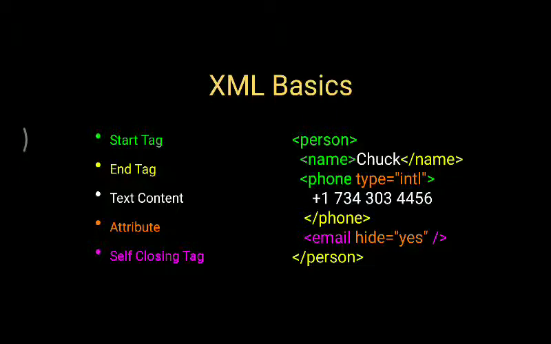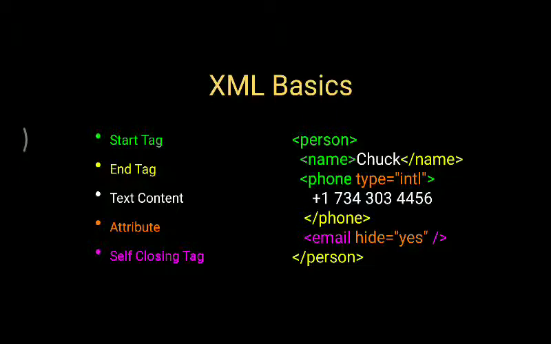And how is the attribute written? Attribute is written in the form of key and value pair. For example, here you can see this phone number. The type of that phone number is mentioned. So with the key and value pair, key here is type and value here is int. So just like in a dictionary, in XML we will be writing like this: type equal to int.